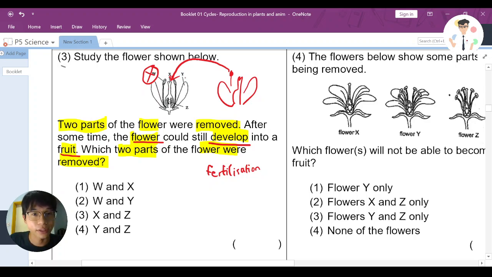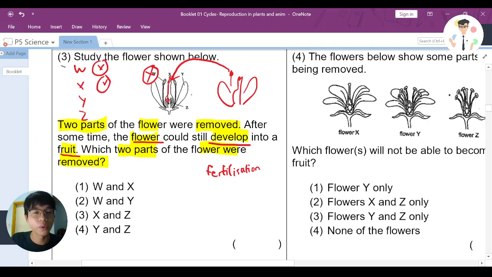How about X? X is stigma. Stigma, yes, is very important. Why? Because it receives the pollen grain, then it will go inside. So without the stigma to receive it, it can't happen. So X is very important. So W, X, Y, Z. W we don't need, but X is very important.